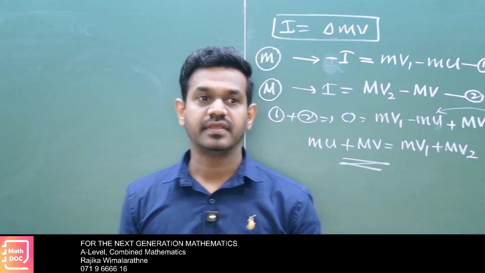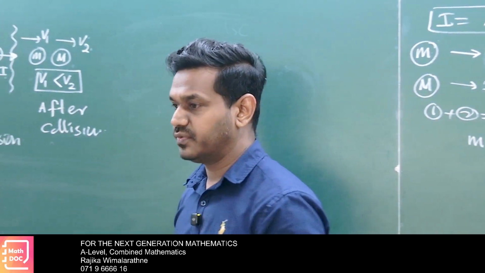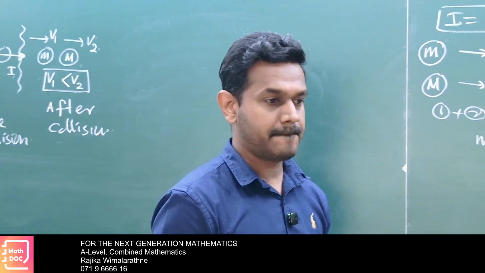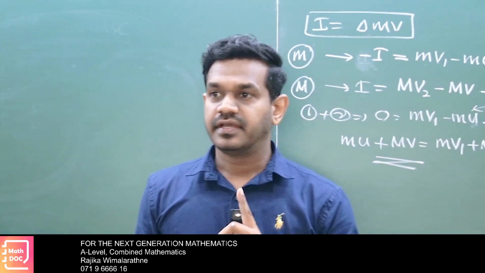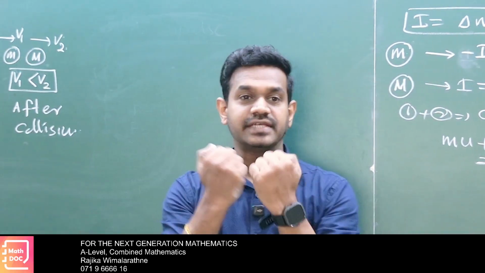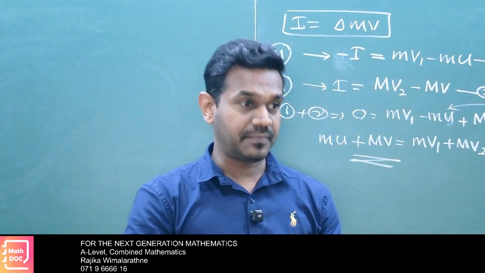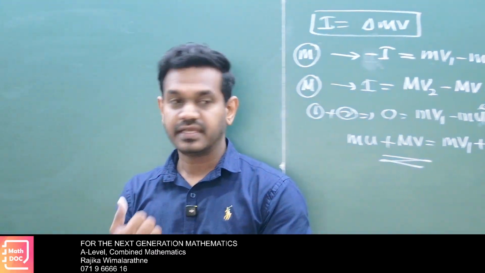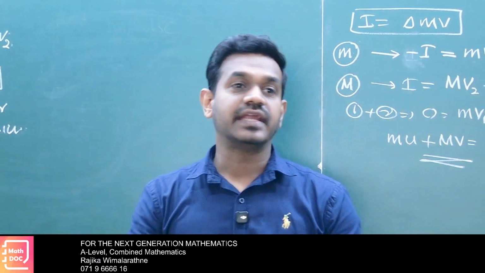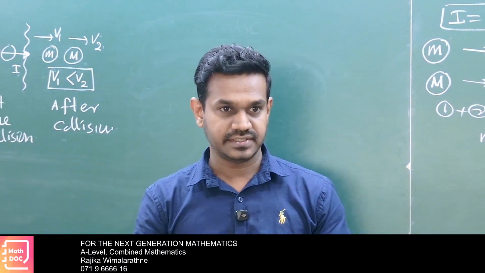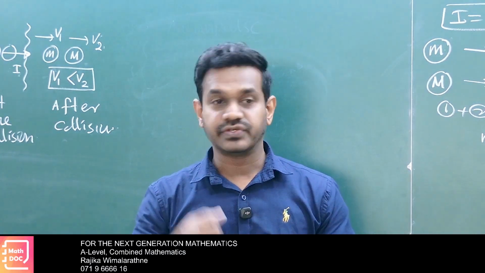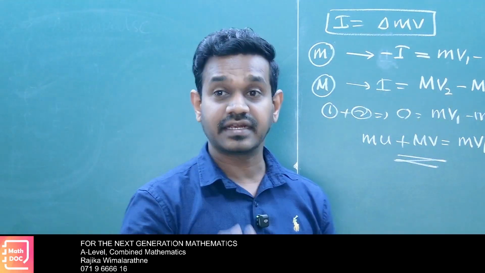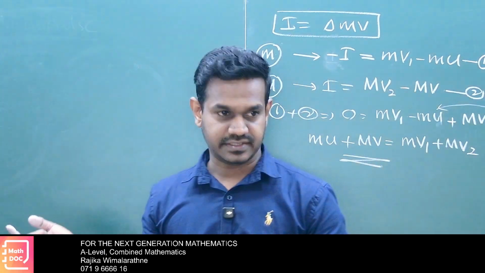Okay. Now, when two bodies collide together, impulse will appear. Then we can calculate impulse by the momentum difference. Usually we can mark impulse like a reaction, but they are not reactions.